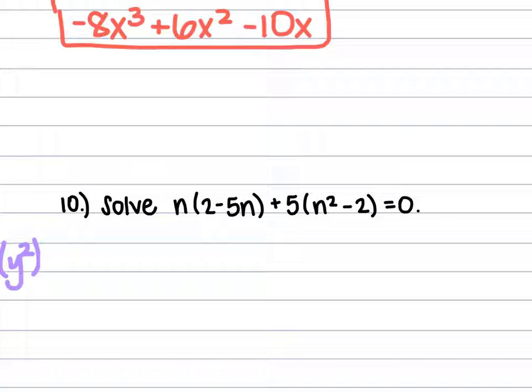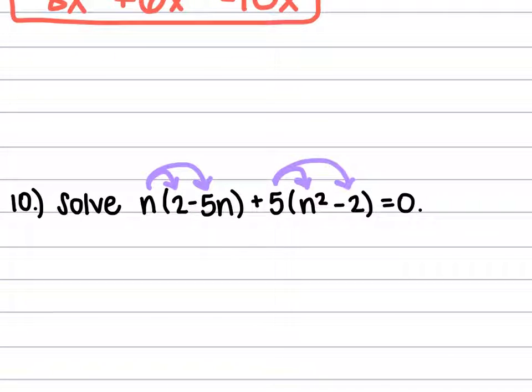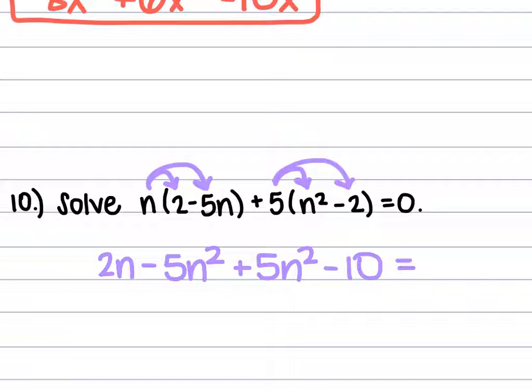For 10, it tells us to solve n times (2 minus 5n) plus 5 times (n squared minus 2) is equal to 0. So we are going to distribute this n, and then we'll distribute that positive 5 as well. So we have n times 2, which is 2n, n times negative 5, which is negative 5n squared. Then we have plus 5 times n squared. It's going to give us a positive 5n squared. And then 5 times negative 2, which is negative 10, is equal to 0.